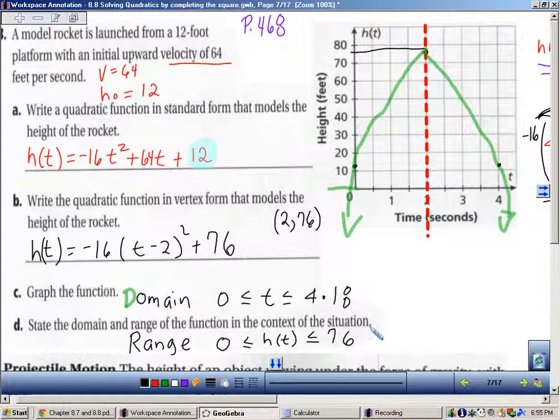I'm not quite sure if you remember writing something like that, but you have a range of values, a minimum and a maximum. And those are the possible values for your height in feet, and these are the possible values of time in seconds.